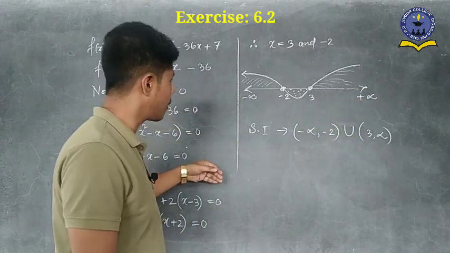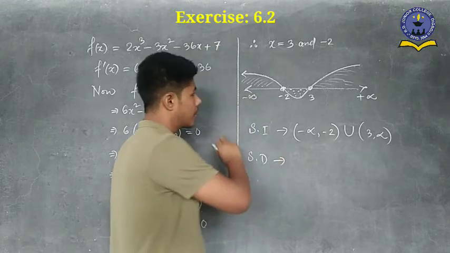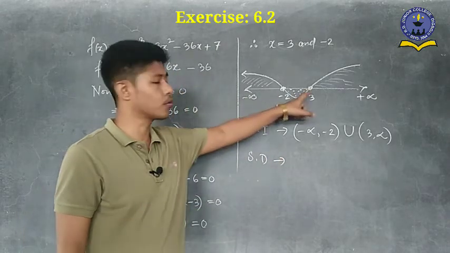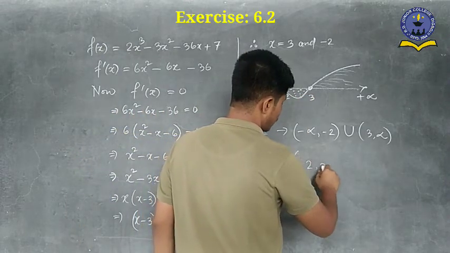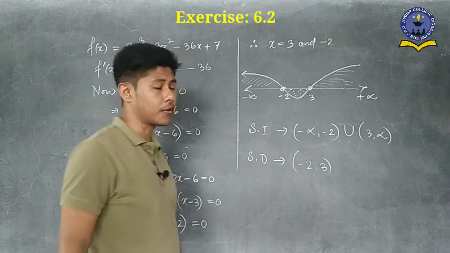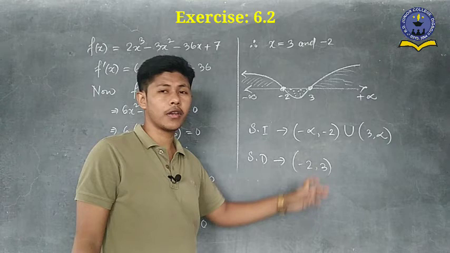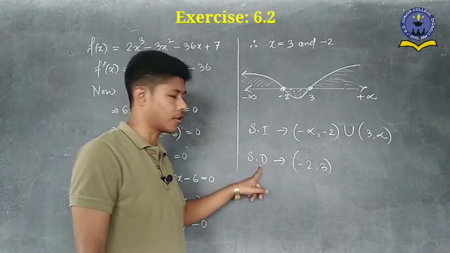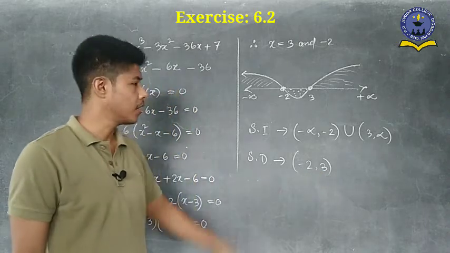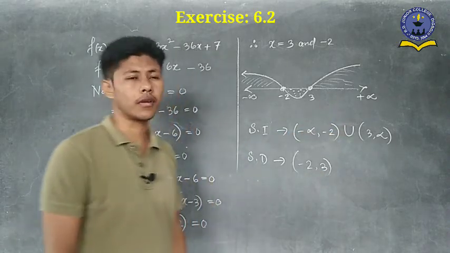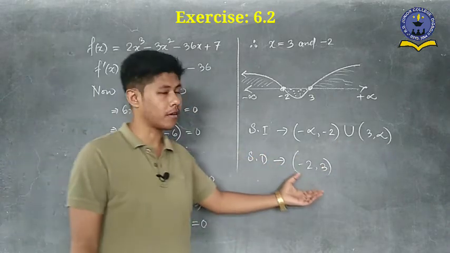Next, after strictly increasing, is strictly decreasing. For strictly decreasing, which portion do we take? Minus 2 to 3, that means only this portion. So open interval minus 2 to 3. Why do we write an open interval? Because it is mentioned strictly decreasing. If it were only decreasing, then we would write the closed interval minus 2 to 3. Similarly here, we would write closed intervals with minus 2 and 3. Is it clear? So in this way we can easily find the intervals.